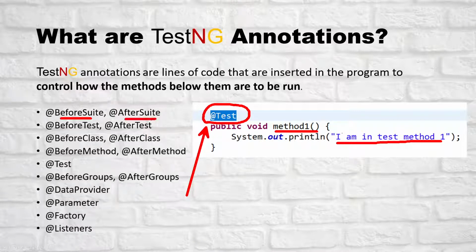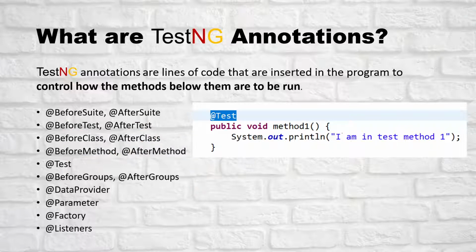You can use before suite, after suite, before test, after test, before class, after class, before method, after method, and test method, test. Right now, if you see, we have used this test annotation with this method. I hope that makes sense. But if you are still confused, I understand that this is very little explanation, but we are going to see an example with actual code where you will get to see all these annotations, and then it will make more sense.